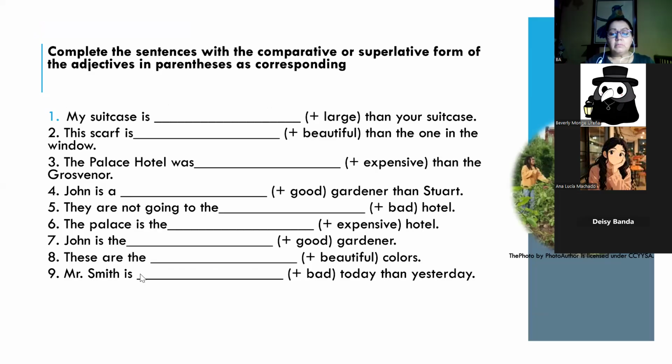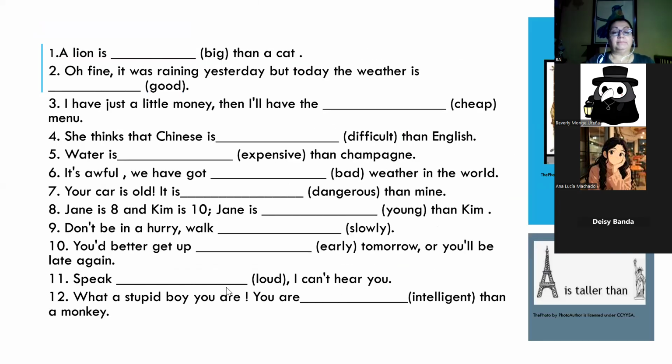No, este es comparativo, perdón. Mr. Smith is worse today than yesterday. Está comparando los días, today and yesterday. En este caso es worse, comparativo. Okay, now, on your own. Piénsenlo ustedes solitos. Les voy a dar unos 2 minutos. Y lo llenan en un papelito o en el chat.